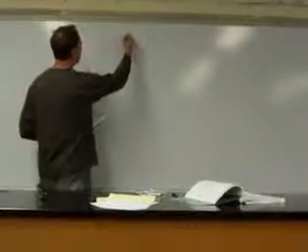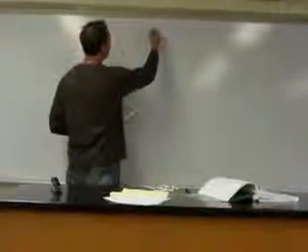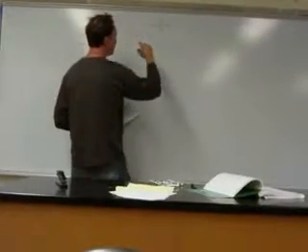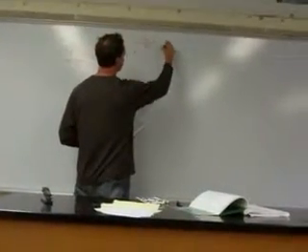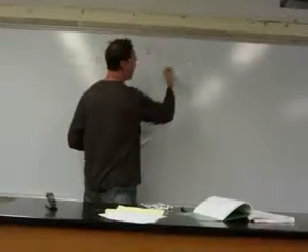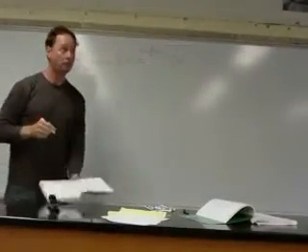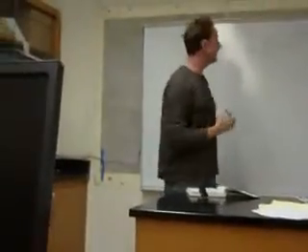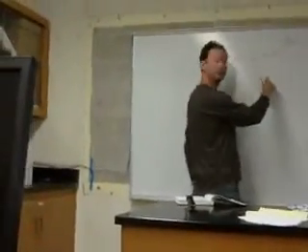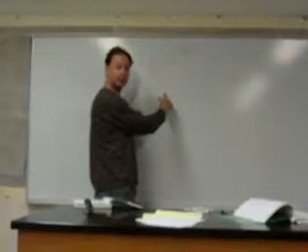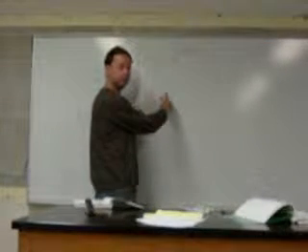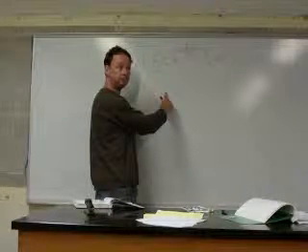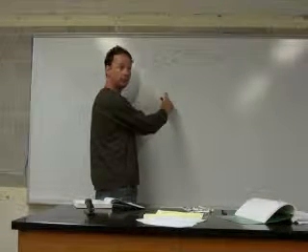C_n e to the minus i E_n over h bar times time, times psi_n of x. Everybody agree? Yep. And then we just went through a procedure on how to find the C_ns. What is that called? Yeah, Fourier's trick. We're multiplying by psi_n.